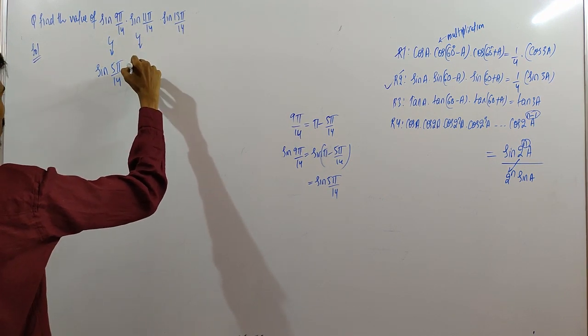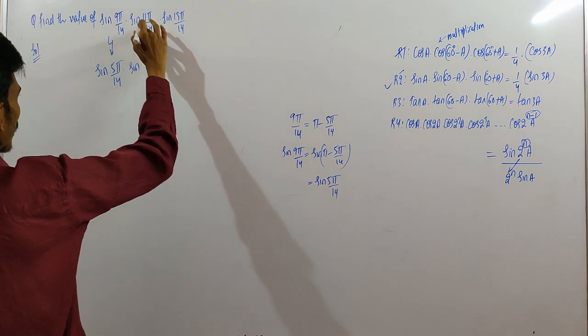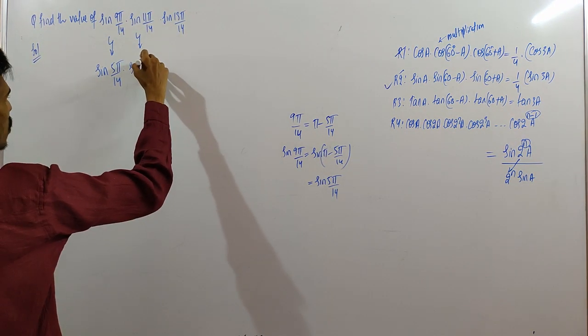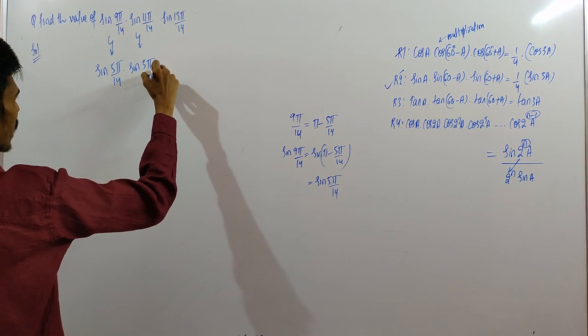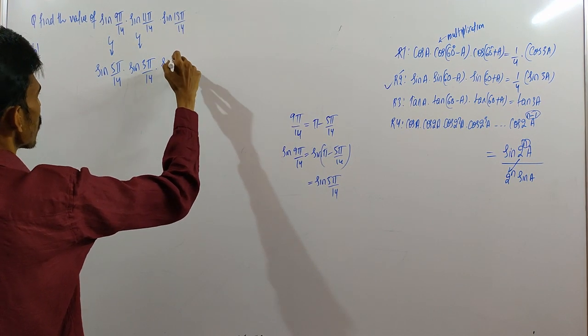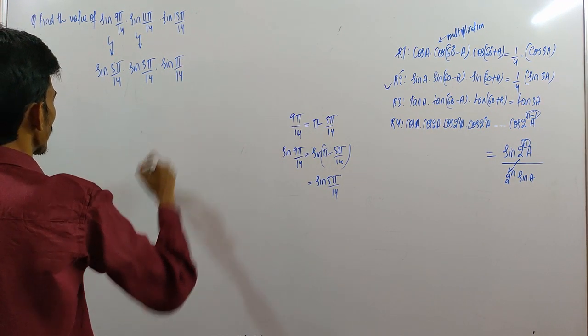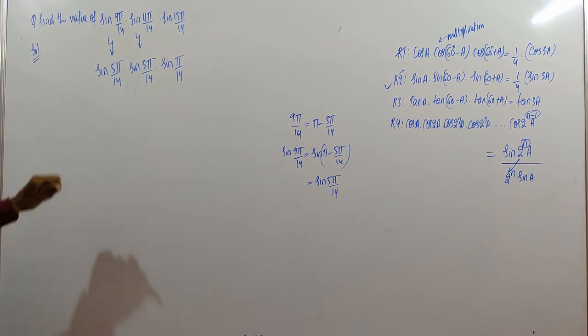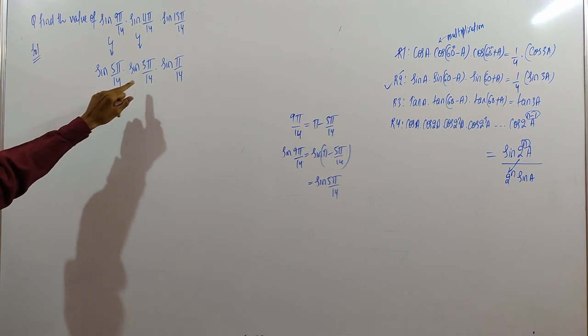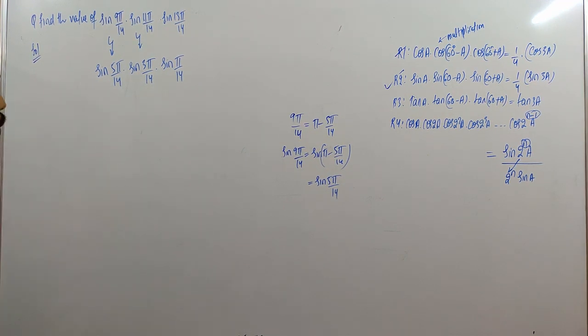Similarly, for this term, 14 minus 11, we have 3. So 3 pi by 14. Similarly, 14 minus 13 is 1. So pi by 14. We have sin 5 pi by 14, sin 3 pi by 14, sin pi by 14.